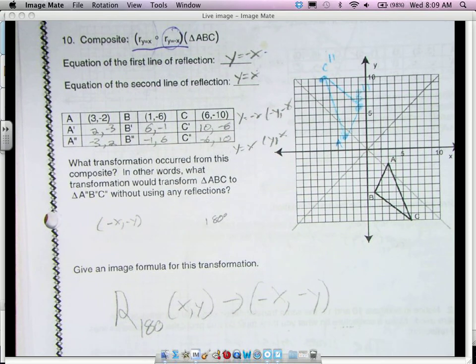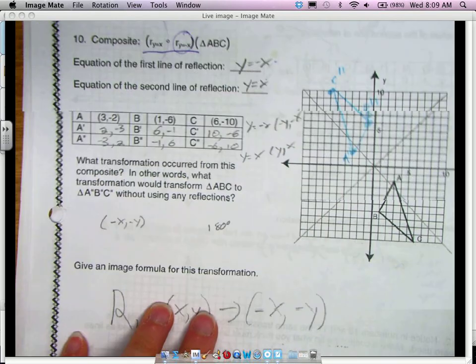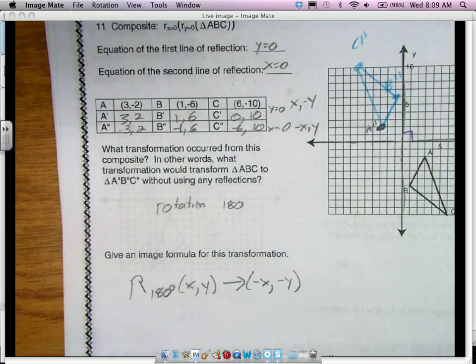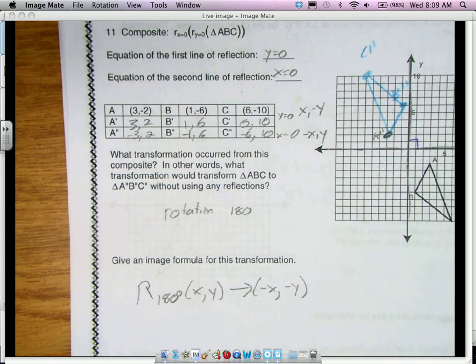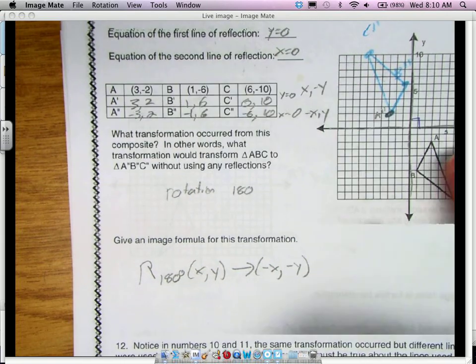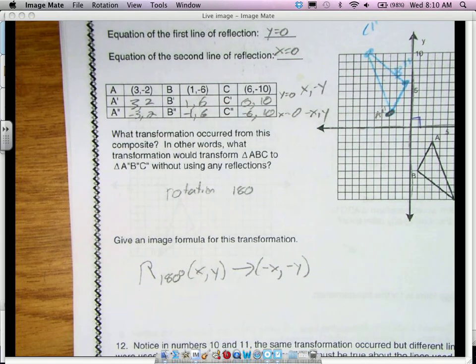Okay, we're going to move to number 11. Our line of reflection is first y equals 0 and then x equals 0. So we've got 3, 2, 1, 6, 6, 10. And then we change the first one to negative. So we got negative 3, 2, negative 1, 6, and negative 6, 10.